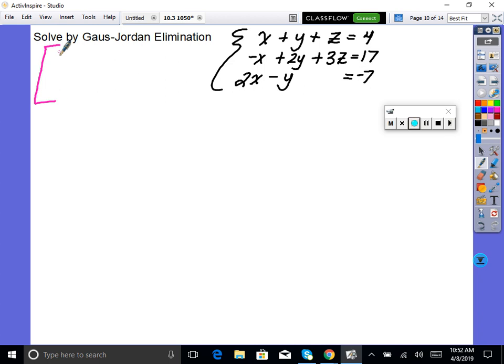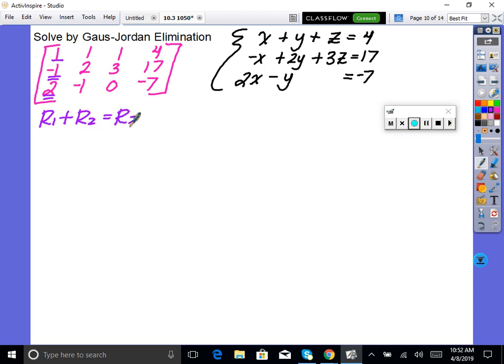Okay, first step. Everyone stay focused with me. First step is to get your 1 right here, which is good. Now we need to get a 0 here and here. Let's hit 2 birds with 1 stone. Row 1 plus row 2 equaling new row 2. Then we're going to take row 1, times it by 2, add it to row 3, equaling new row 3.